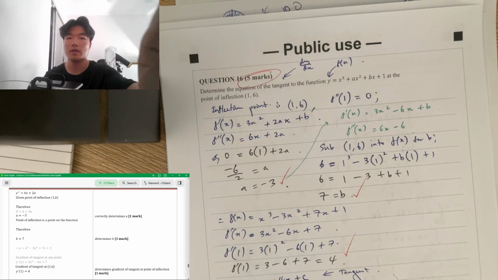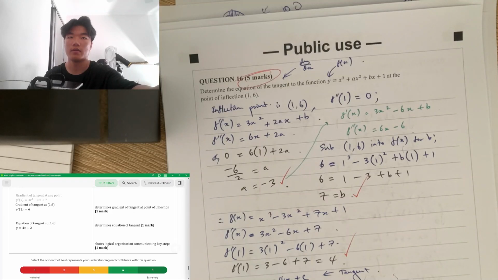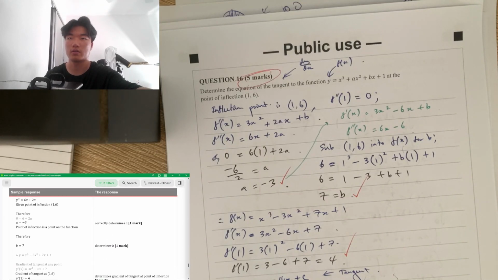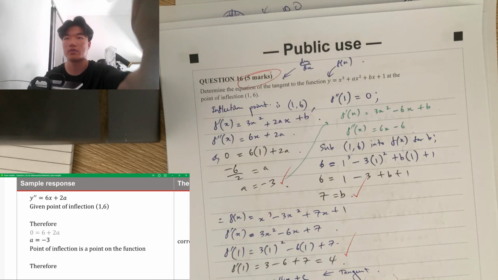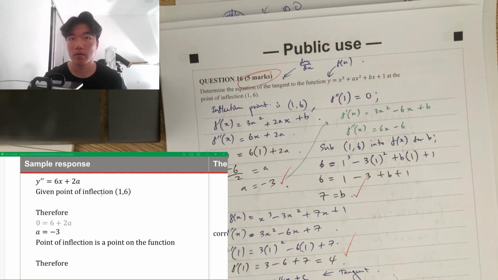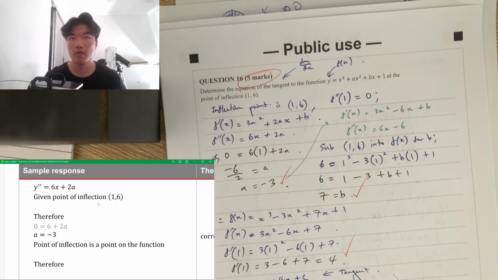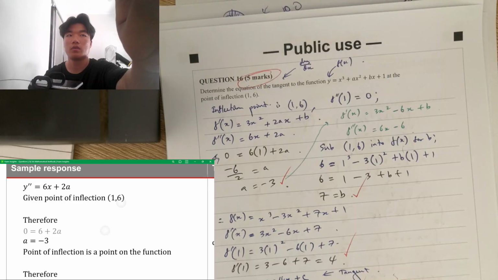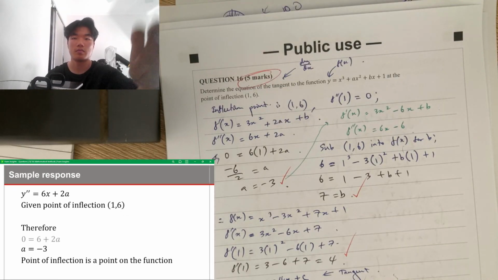So correctly determining A and B, the gradient of the tangent, the equation of the tangent, and then just communication. So that's the marks associated. Okay. I'm going to zoom in to the sample response.